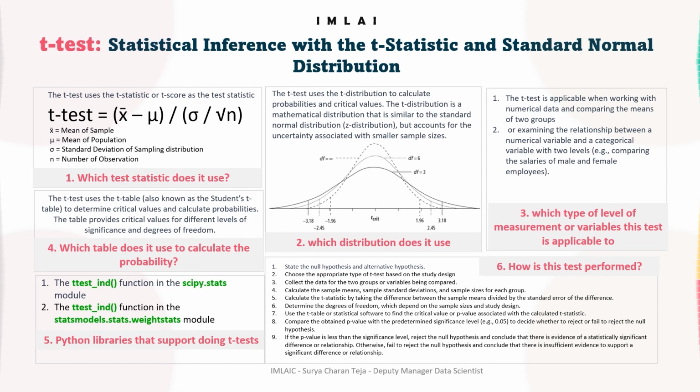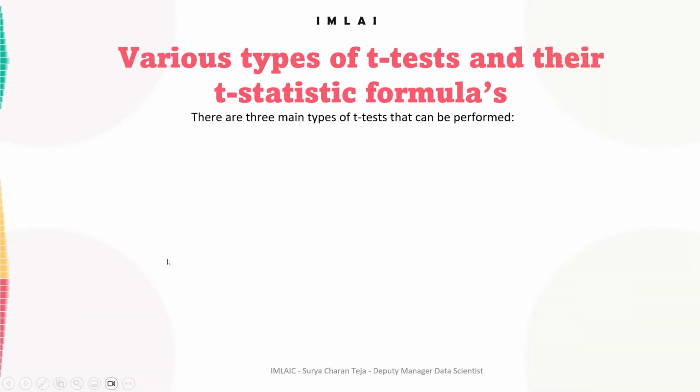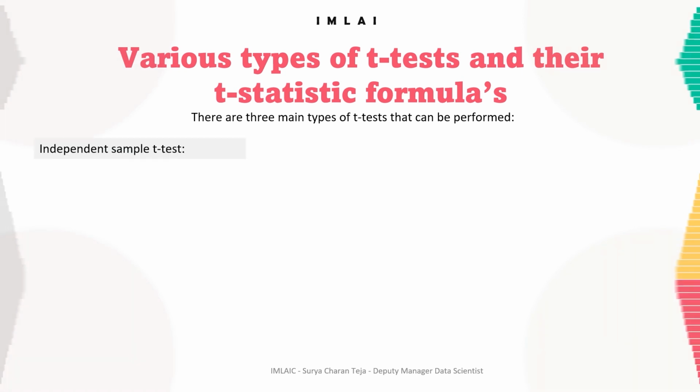So far, we have seen complete details regarding the t-test. Now we will see what all types of t-tests we have. That's what we'll be seeing here: various types of t-tests and their t-statistic formulas. Okay. So the first one is the independent sample t-test.